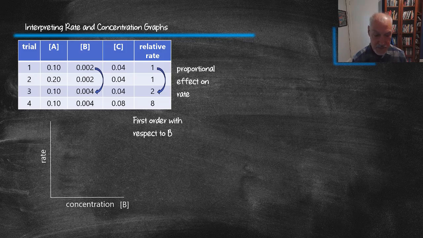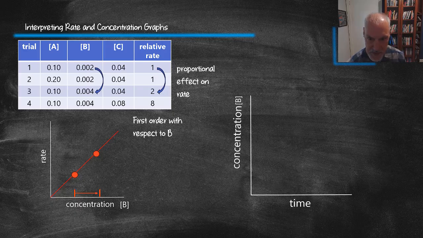On a rate versus concentration graph then, I'm moving from a low concentration to a higher one, twice the size. The rate would increase proportionally. That would generate this type of curve, sort of like y equals x, proportional response.